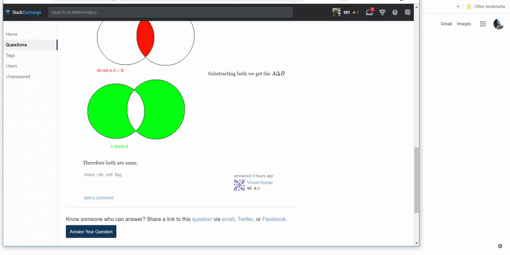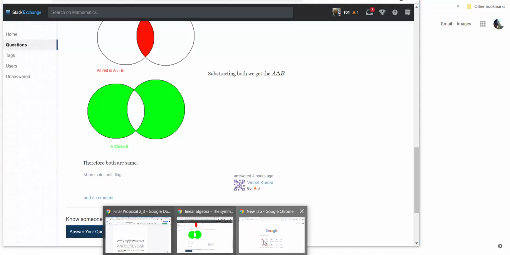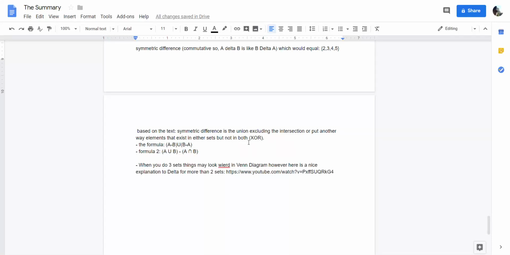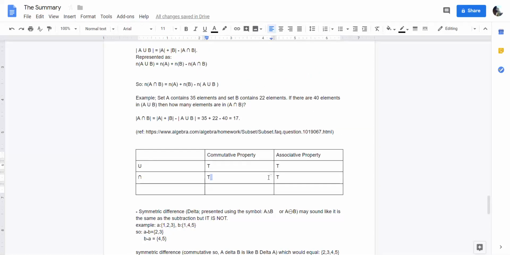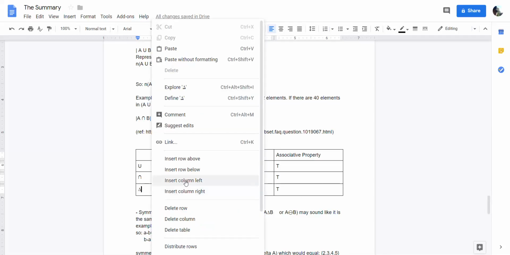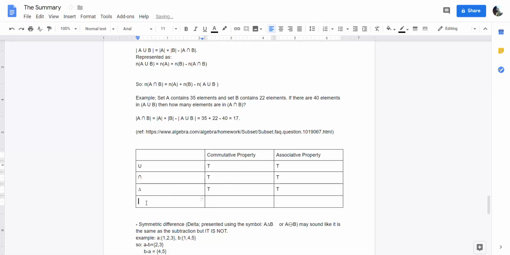So back to our list of notes here. We know the delta is true for the commutative property and associative property. Now if we try to also add the subtraction, or the way it's presented in literature, this is neither. So this is false here and false here. So it's neither commutative nor associative.